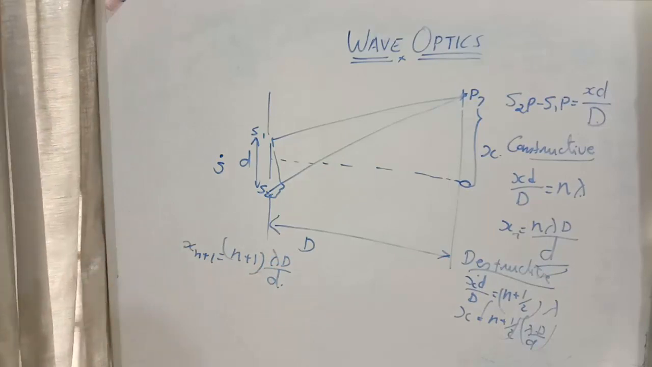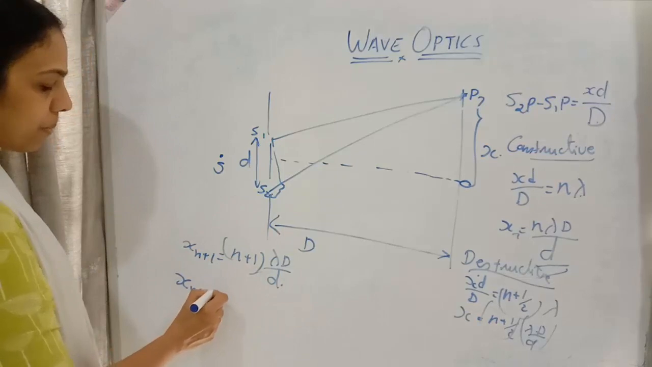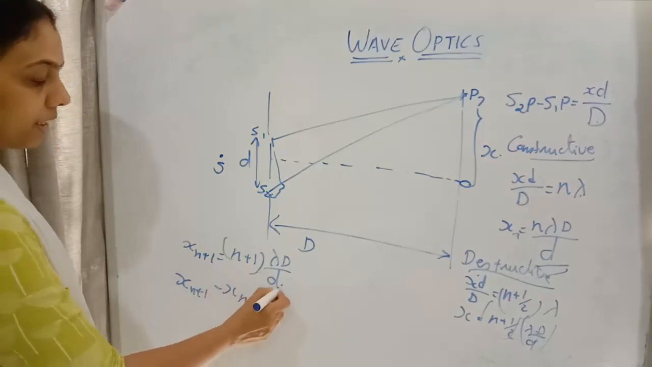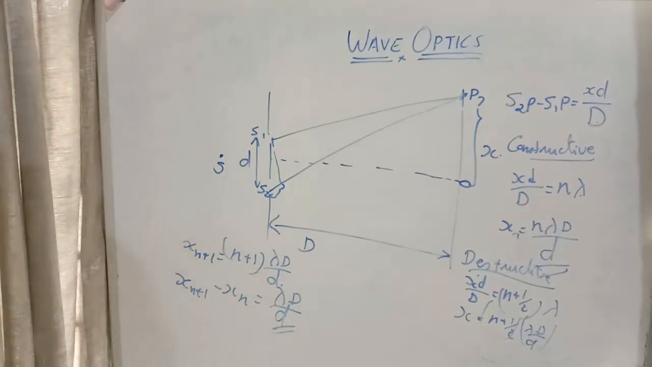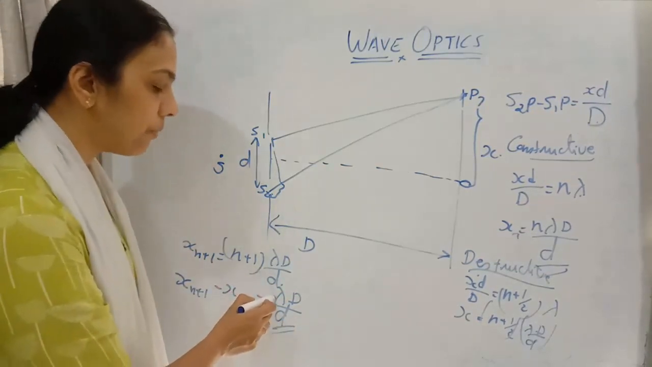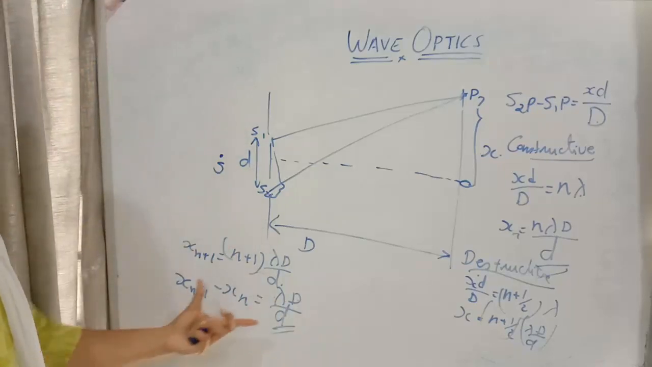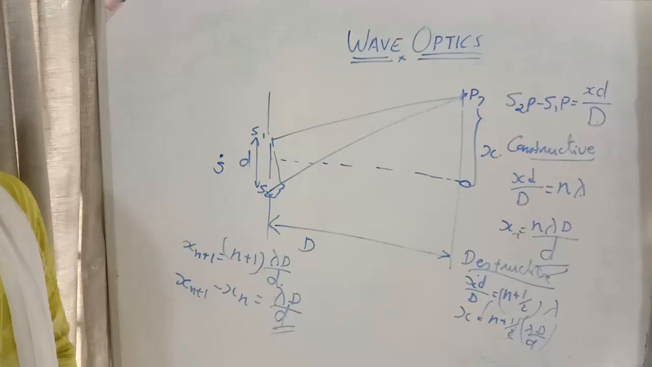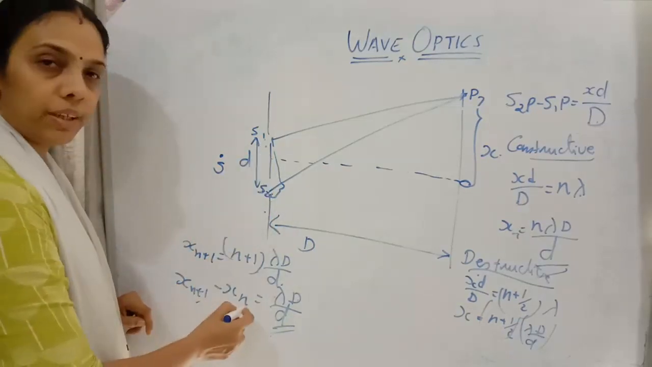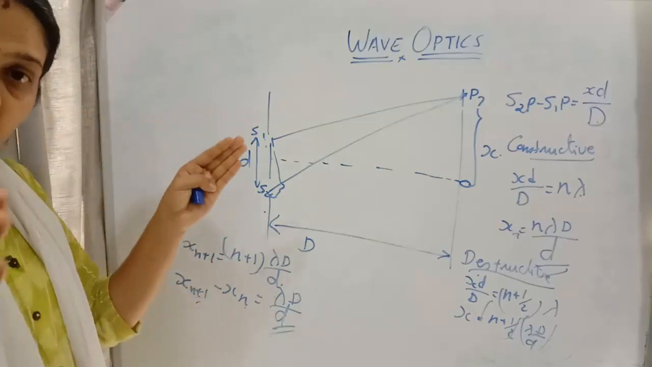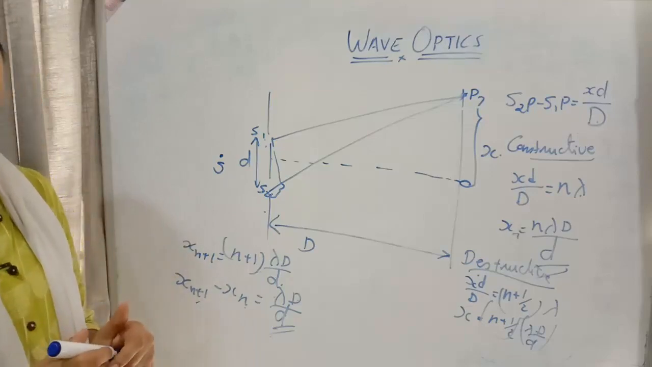So the difference between these two distances, X(n+1) minus Xn, will be equal to lambda D divided by small d. The fringe width depends only on the wavelength, capital D and small d. As small d decreases, the fringe width increases. Likewise, as the distance D increases, the fringe width will increase.